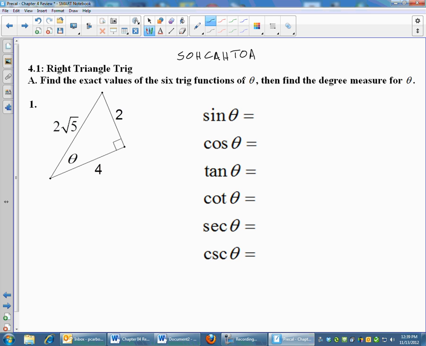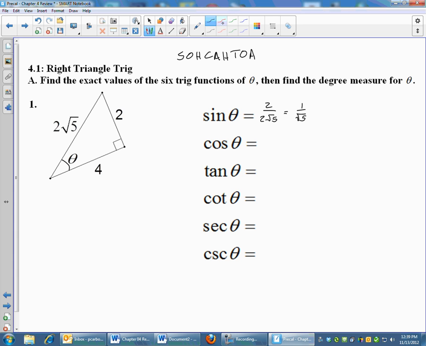So sine is opposite over hypotenuse, so my opposite is 2. This is my angle theta right here. So opposite is 2, and the hypotenuse is 2 root 5. The 2's will cancel, making it 1 over root 5. And I am personally okay with that. I think rationalizing denominators is weird and unnecessary.